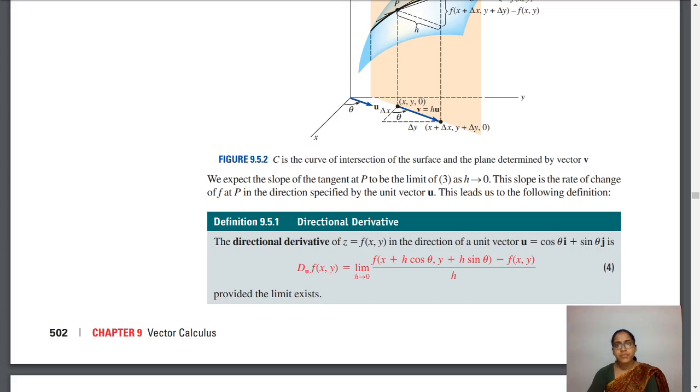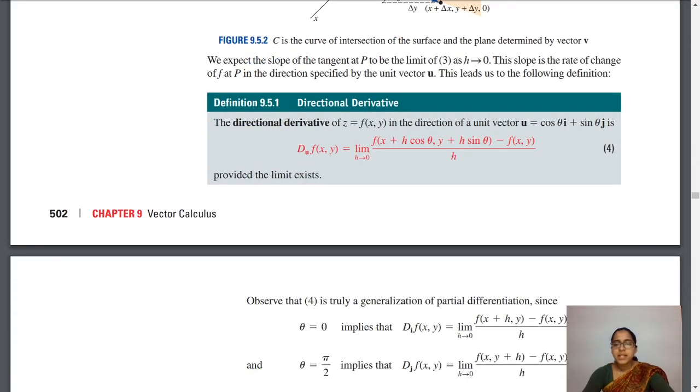Now in the previous section we had learned about partial derivatives. This directional derivative is nothing other than the generalization of partial derivatives. How can we say that? See, if the value of theta is 0, what will happen to this derivative? Cos 0 is 1 and sin 0 is 0. So this will become limit h tends to 0 of f of (x plus h, y) minus f of (x, y), divided by h. That is, y is kept constant and there is a variation in x. So that is nothing other than the partial derivative of f with respect to x.